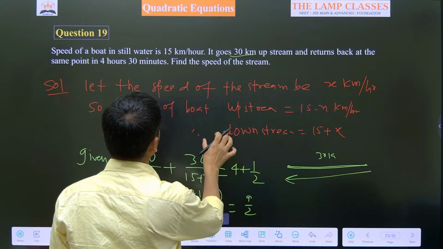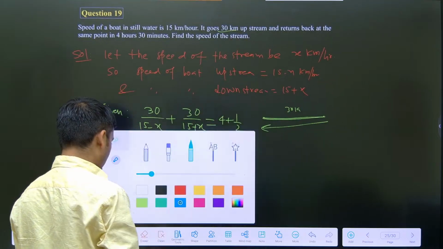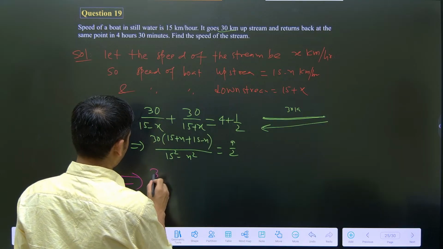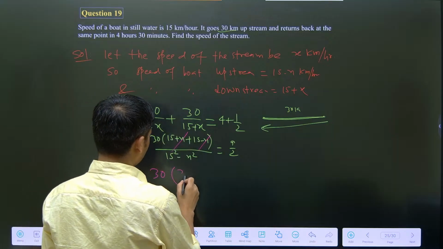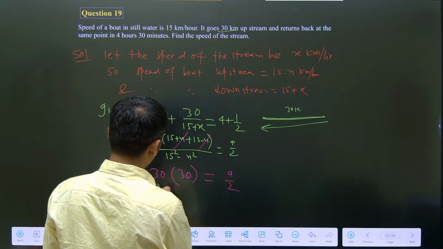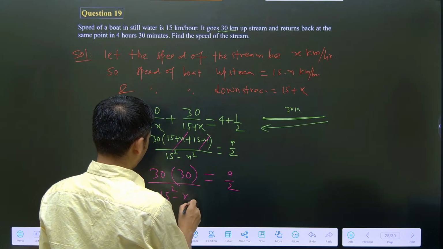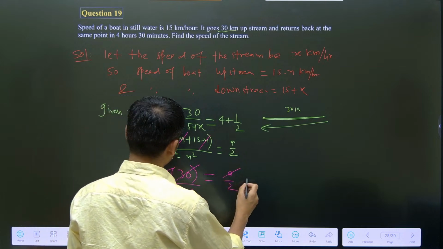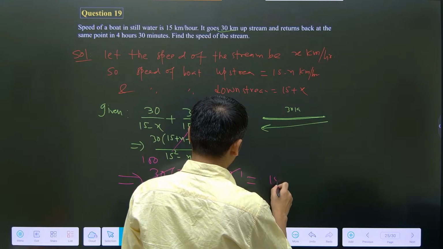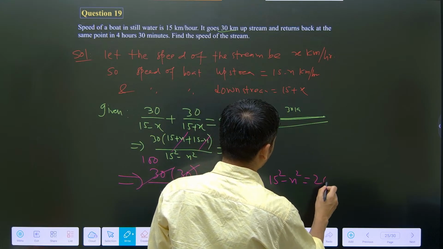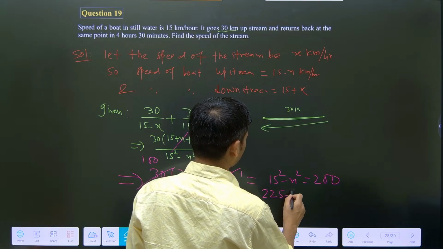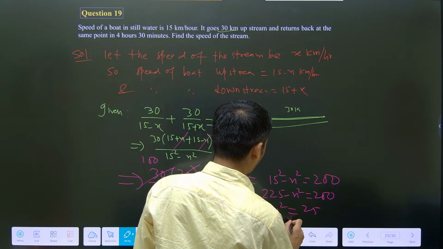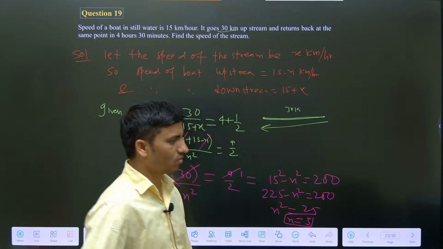9 by 2. Please try to solve it on your own, guys. If you are not doing it on your own, there is not much advantage. So involve yourself in solving it. X and x is getting cancelled, so it's 30 into 2 by 9, so what is left? 100, no? Cross multiply, so 15 square minus x square is equal to 200.